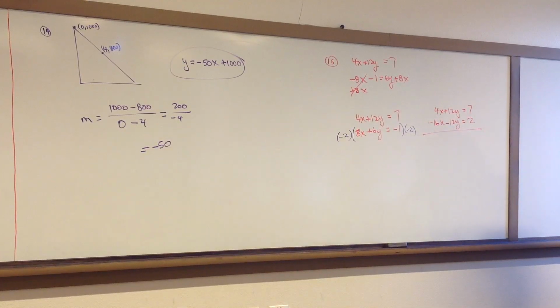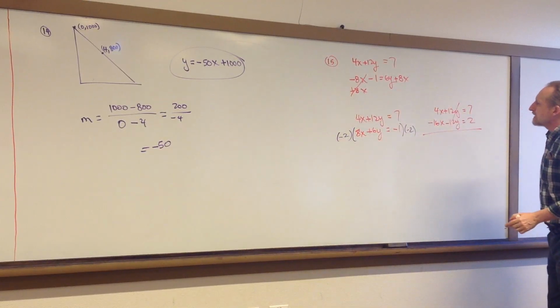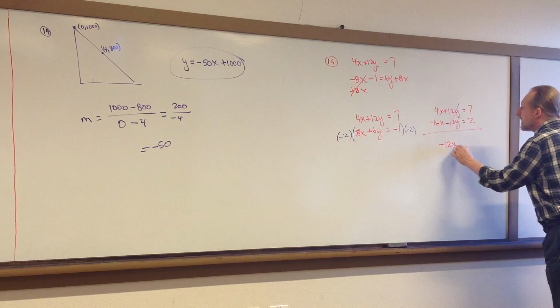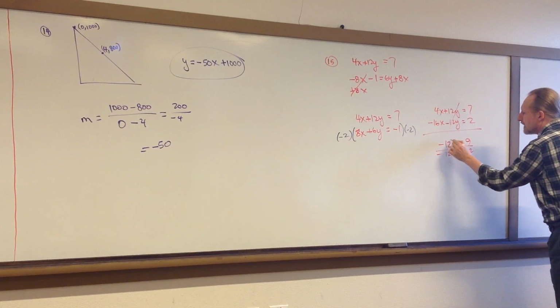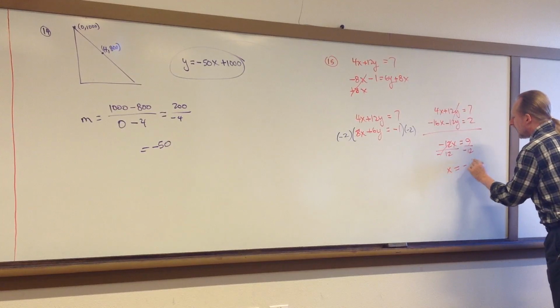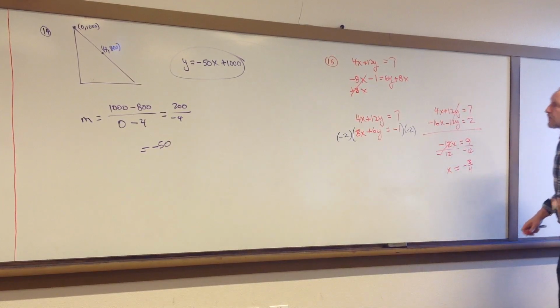And now when we add these equations together, the y's cancel each other out. We get -12x equals 9. Divide on both sides by -12, and x is -3/4.